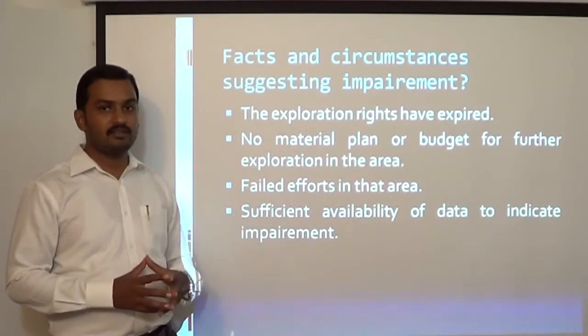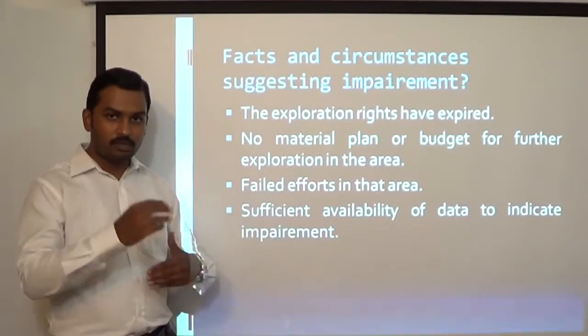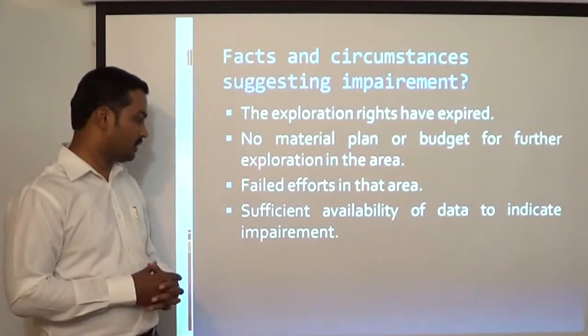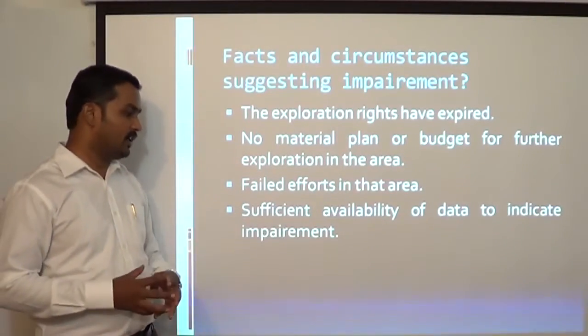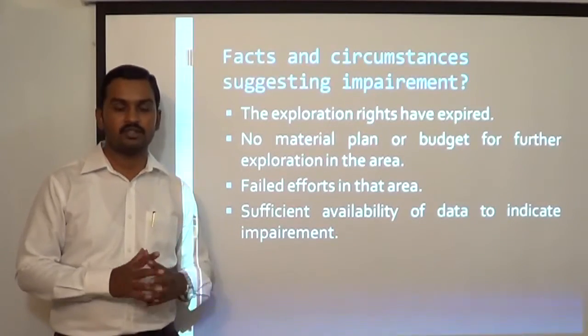Failed efforts in that area. We have dug many wells and we have found that there is no oil at all. So automatically there will be a doubt that whatever expenditure we are showing as an asset may not be recoverable at all. Sufficient availability of data to indicate impairment. So if you have sufficient data which says that there is impairment, you have to start checking impairment.